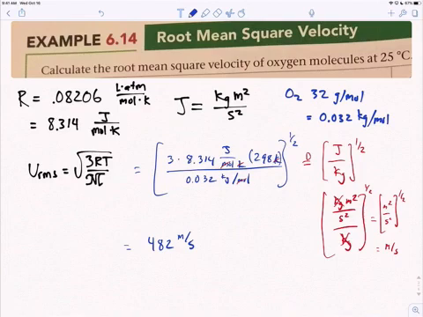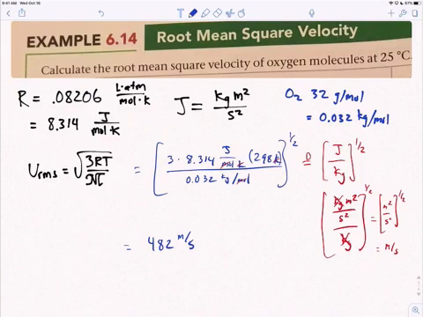Root mean squared velocity. We apply the equation square root of 3RT over molecular weight in kilograms. So put in 3R being 8.314, temperature 298 Kelvin over 0.032 kilograms per mole. And we look at the dimensionality. It turns out to be meters a second. So we get 482 meters a second. Questions on how to do this one?